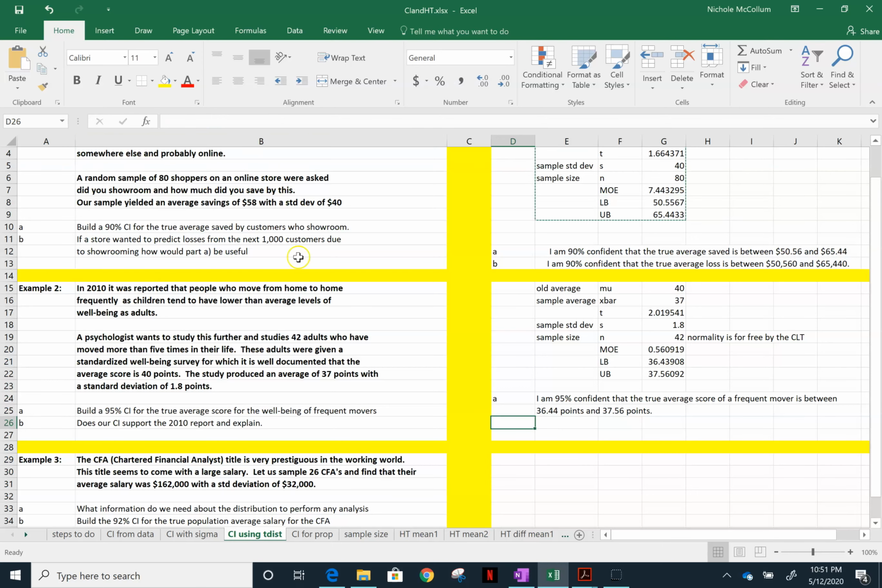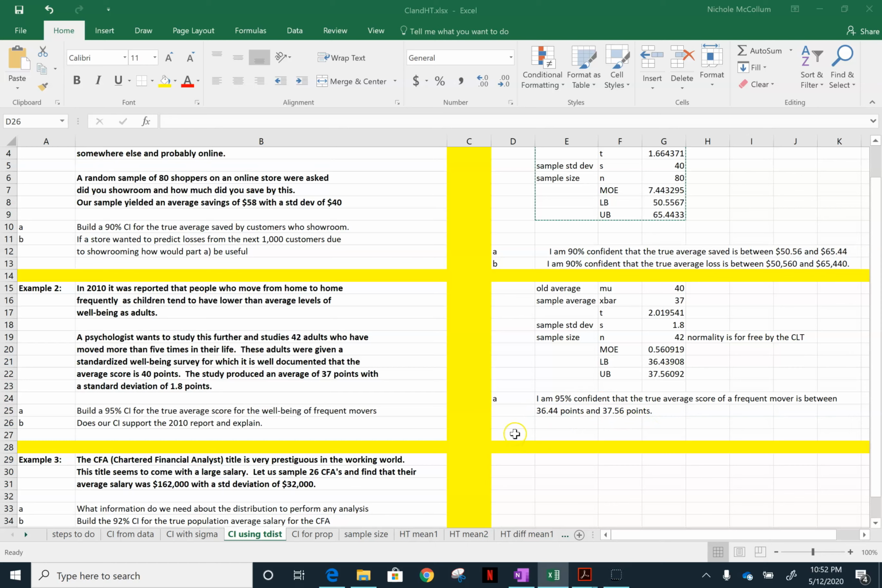And we should pause and think about what that means. We should be really clear on that number. It's very, very important that we're really clear on what this interval means. All right? We do not know the true average score for frequent movers. But we highly believe, with 95% confidence, that we have trapped it between these two numbers. Is it possible it's not in there? Of course. There's a 5% chance I'm wrong. But I'm 95% confident that somewhere between these two numbers is the true average score of frequent movers.